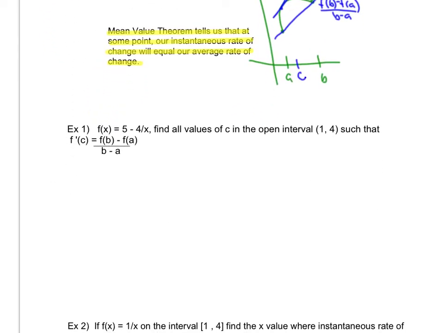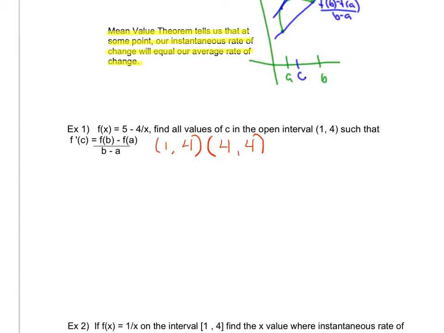If I have the function f of x equals 5 minus 4 over x, I want to find any values c between 1 and 4 so that my derivative is equal to my average slope. So let's find my slope. I can find my slope by saying, I'm going to plug 1 into my function. And if I plug 1 into my function, I get 5 minus 4 over 1. Well, that's 1, so I have the point 1, 1. And I'm going to plug my other endpoint 4 into my function. And that gives me 5 minus 4 over 4, 5 minus 1, so I have the point 4, 4.